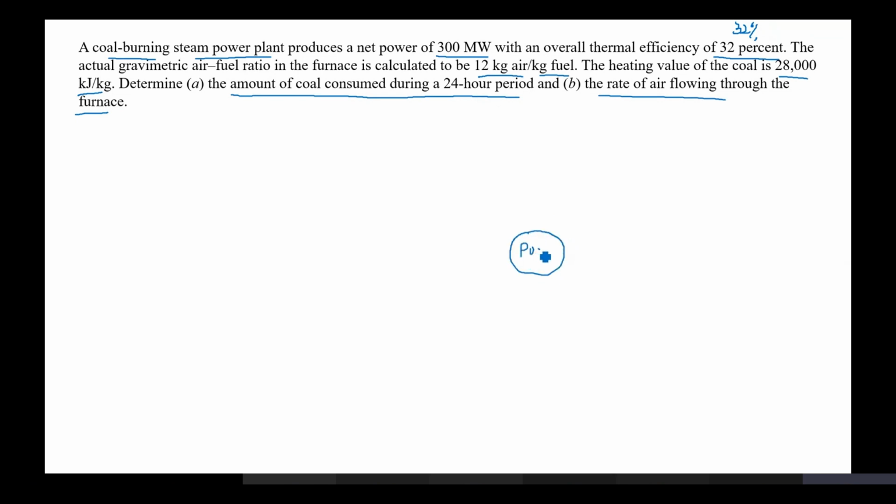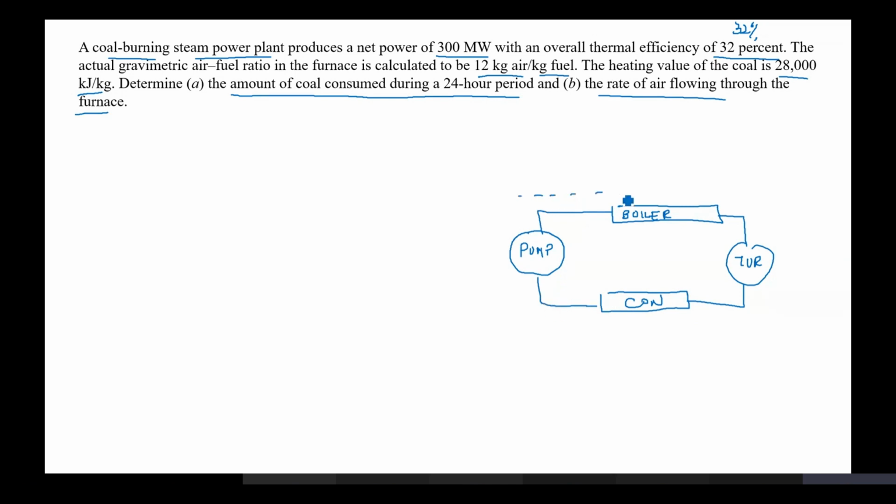This is again a steam power plant. You have a pump, a boiler, then a turbine, and then a condenser. Now this is your steam power plant.